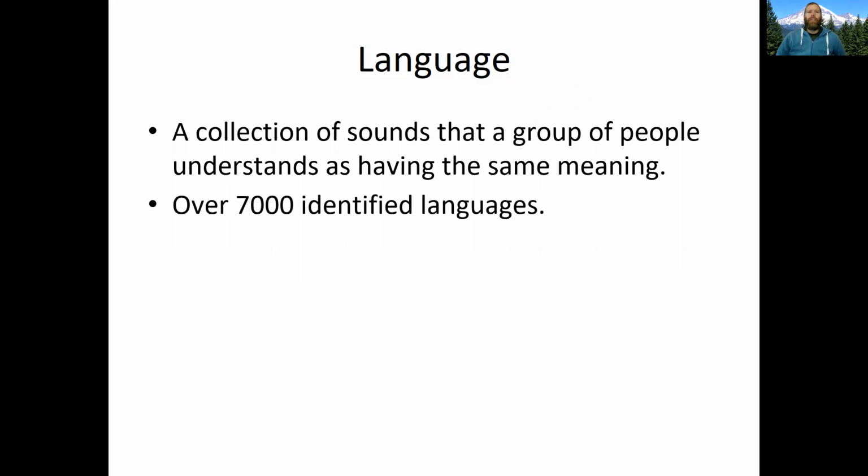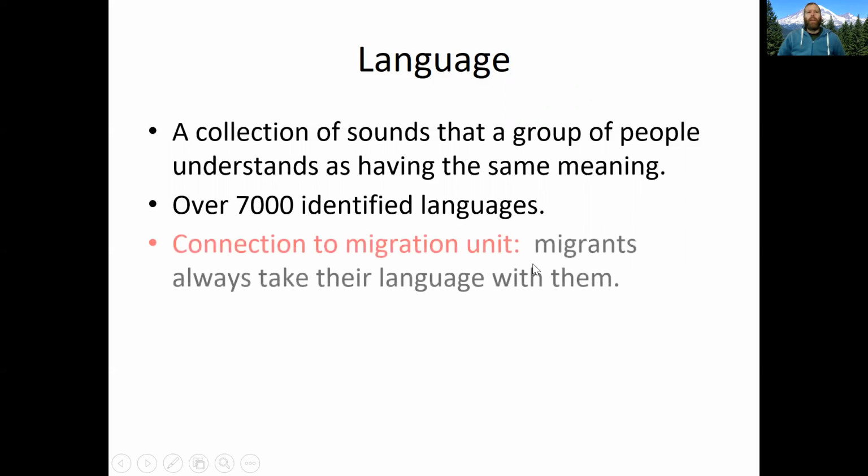There's about 7,000 identified languages, which seems to me like a lot, but there's many languages that are all over the world. Most of them, and we'll talk about this, are not written down and never have been. So just a real quick connection to the migration unit, migrants always take their language with them. And in terms of a geography topic, that's important to keep in mind.